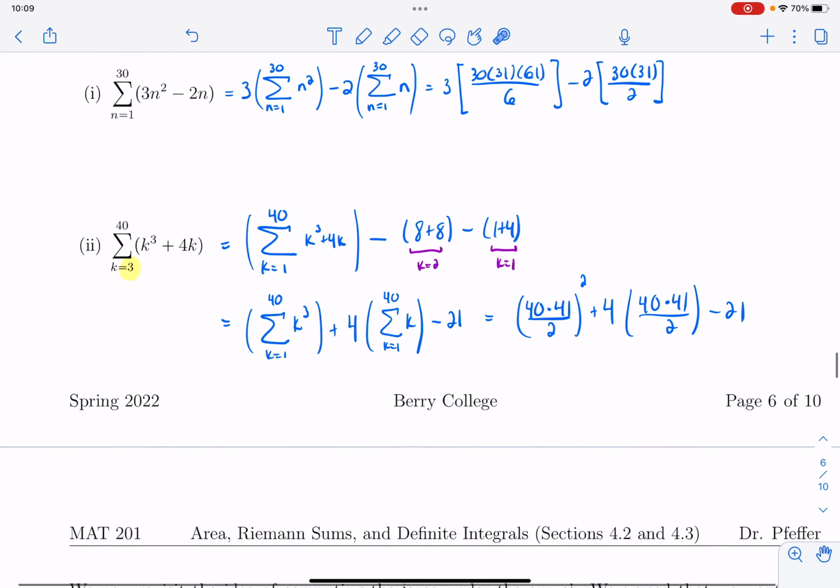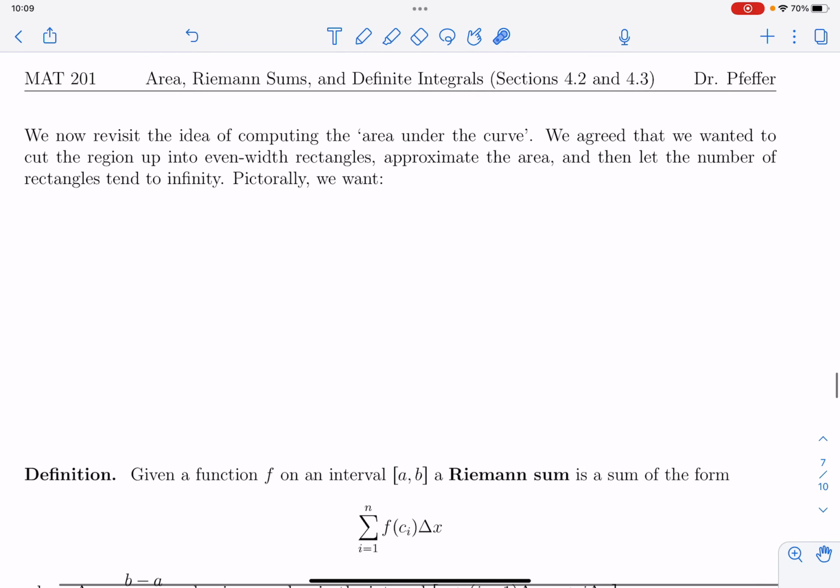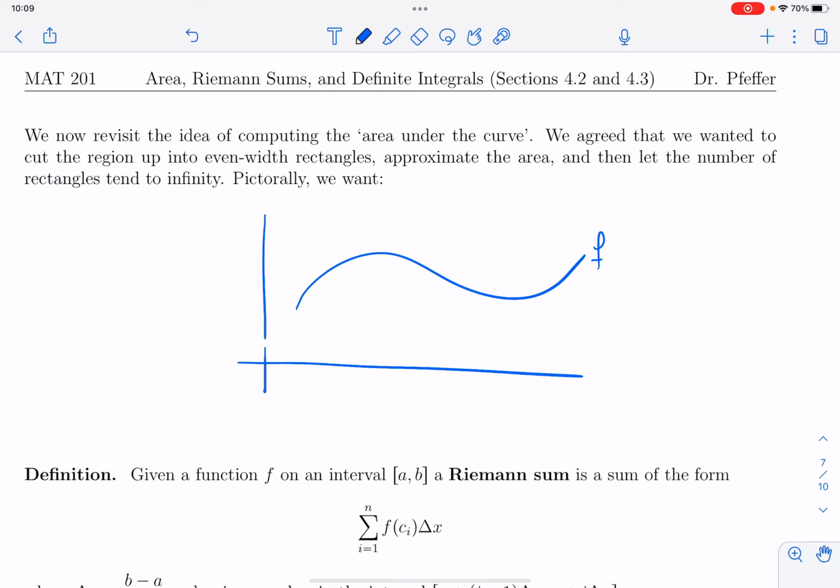Let's put it all together. So our idea of area under the curve, pictorially, we had something like this. Here's my function f, bounded between an a and a b.